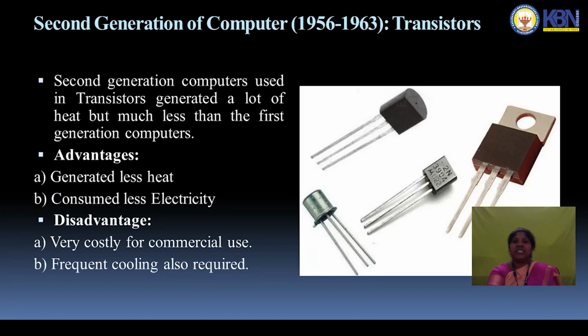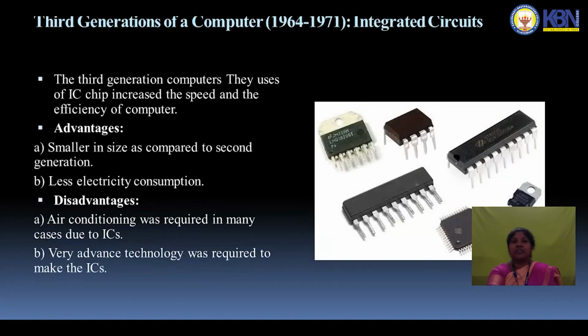And we have some disadvantages also. In the disadvantages, it is very costly for commercial use, and it takes a large amount of space, and frequent cooling is also required. So definitely we need ACs to control that heat. Okay, so that was the second generation, and now let's go to the third generation.